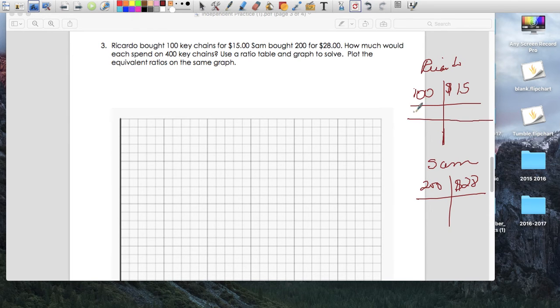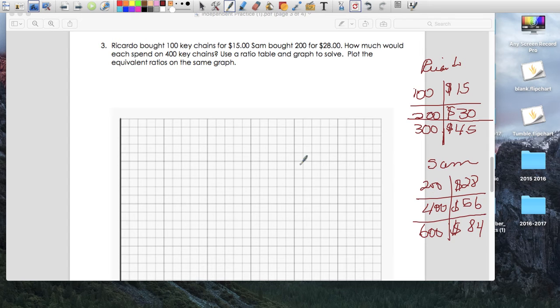So let's go Ricardo again. If he buys 200 keychains, it'd be $30. Wow, $30. Okay, let's try again. 300 keychains would be $45. Okay, and Sam, 200. 400 would be 56. And again, 200 plus 200 is 400, plus 200 would be 600. 28 plus 28 plus 28 would be 84, I think.